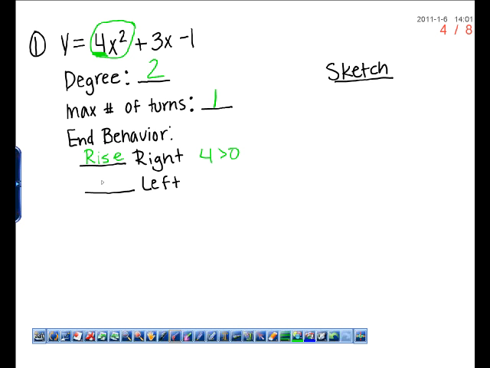To decide what happens on the left, I look at even degree or odd degree. Is my degree even or odd? Even. So am I going to be same or opposite? Same. So what am I going to do on the left? Rise left. We already knew that though, right? This was a positive x squared, so we knew this parabola would open up, which it does. Rise right, rise left.